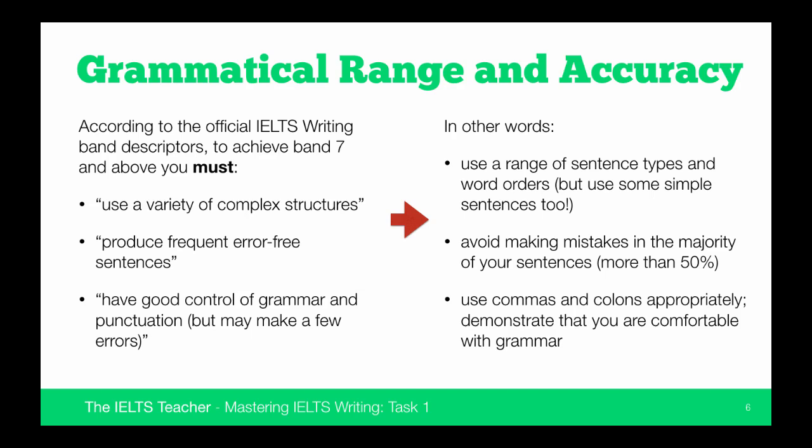Because that's what we want to do. We want to avoid making mistakes in the majority of our sentences. What we want to be aiming for is an accuracy rate in terms of sentences of more than 50%. More than 50% of our sentences should be grammatically error-free. And we need to use commas and colons and apostrophes appropriately to demonstrate that we're comfortable with grammar and punctuation. So we can make a few mistakes, but again, try to aim for as high an accuracy rate as possible.